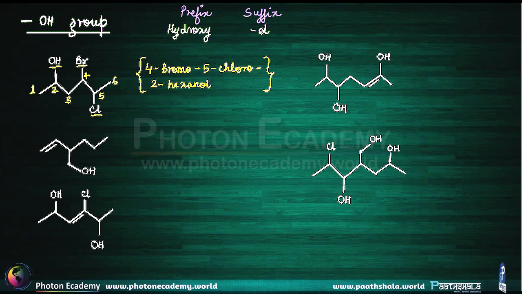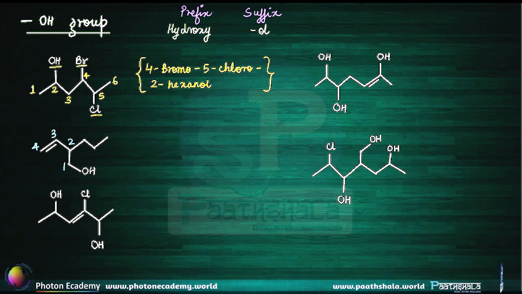Moving on to the next one, we have an OH group and a double bond present. So how do we start the numbering? We start the numbering where we get both of the groups involved. So this is how we number it. And at 2, we have an attachment which has 3 carbons.